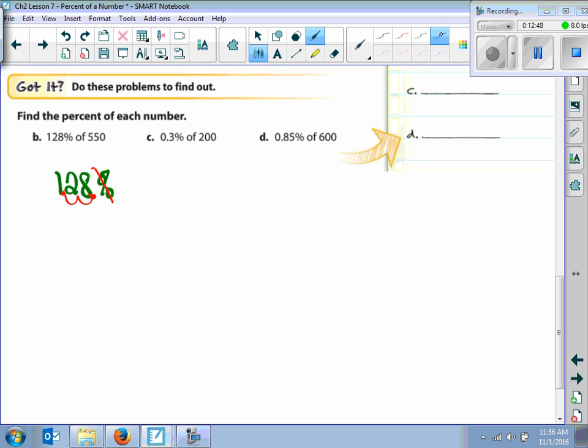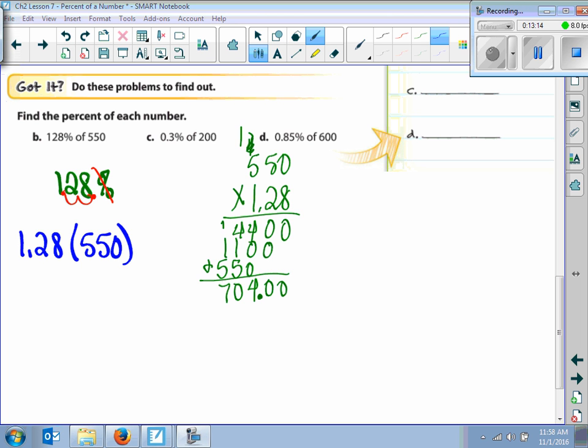So now, we're going to take that decimal, and what does of mean in that? Of means multiply, right? So we're going to take that decimal, 1.28, 1 and 28 hundredths, and we're going to multiply that times 550. Our final answer here is 704.